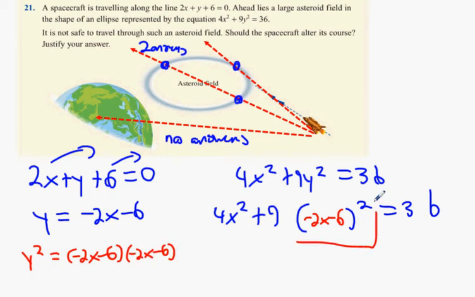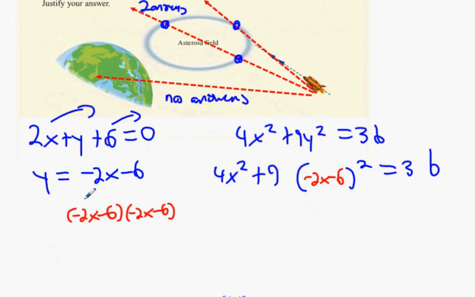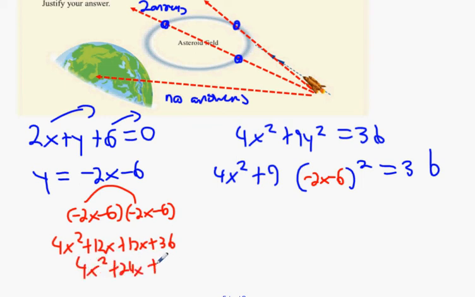What is minus 2x minus 6 multiplied by minus 2x minus 6? I'm just trying to figure out what this part is here. And when I figure out what it is, I will multiply it by 9. Is that alright? So that's all I'm trying to figure out now. What is that? Then I'll multiply the answer by 9. So, what is it? Anybody tell me? 4x squared plus 12x plus another 12x plus 36. 4x squared plus 24x plus 36.